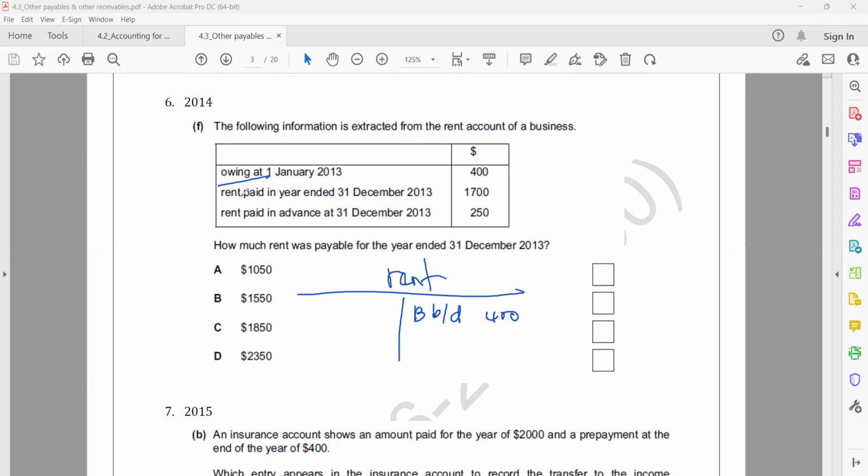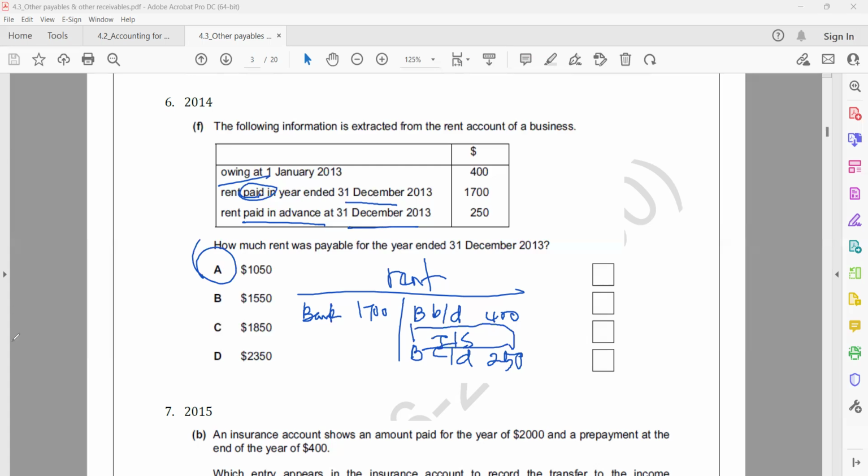400. Rent paid for the year ended, this one. This is the bank, bank 1,700. Rent paid in advance means that you pay for the next year. End of the year, pay for the next year. This is a balance c/d 250. So they ask how much rent was payable. They're asking for the income statement. Calculate. 1,700 minus 650 gives 1,050. Okay, the answer should be A. Okay.